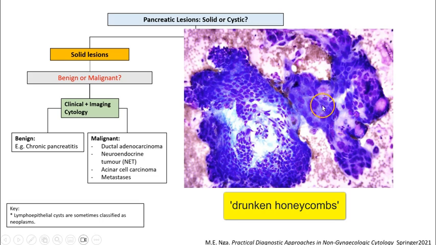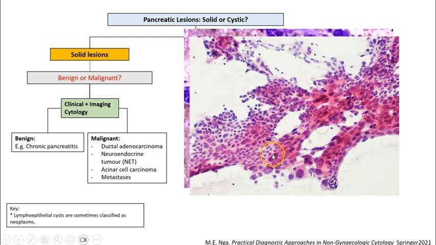We also can have a degree of nuclear pleomorphism. Here is the alcohol fixed smear, and we can see this disorganized, crowded, cohesive sheets of malignant cells with a variable degree of nuclear pleomorphism. And sometimes the NC ratio can be fairly low and the cells can have quite abundant cytoplasm. We can even see a little droplet of mucin in the cytoplasm of this cell.